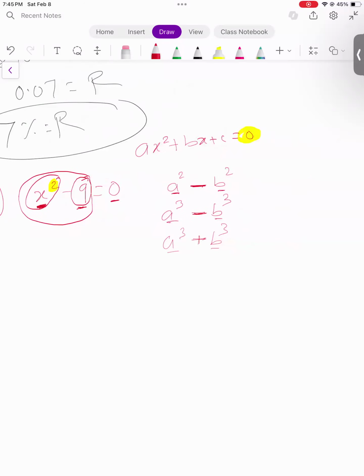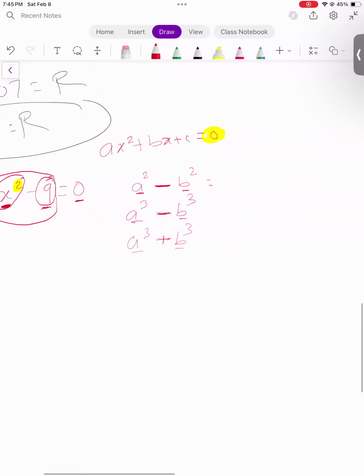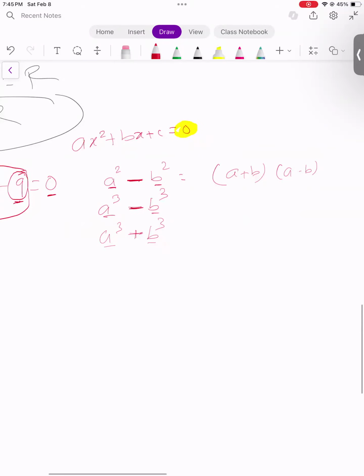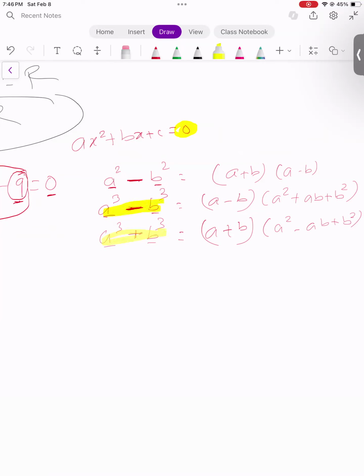If you have a difference of two squares, the factors would look like a plus b times a minus b. If you have a difference of cubes, the factors would be a minus b times a squared plus ab plus b squared. And if you have a sum of cubes, the factors will be a plus b times a squared minus ab plus b squared. For this exam, I'm pretty sure you don't have these two expressions.